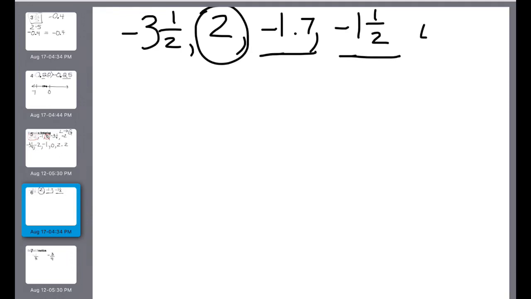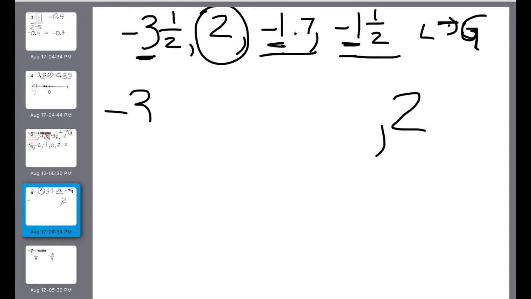So again, if we're putting these in order least to greatest, my largest number is going to be my whole number, and there's only one of those. So I'm going to put that over here. And then my smallest number, if you're looking at your negatives, you have -3 as a whole number, -1 as a whole number, and -1 as a whole number. So -3 is owing more. So that's going to be my smallest.